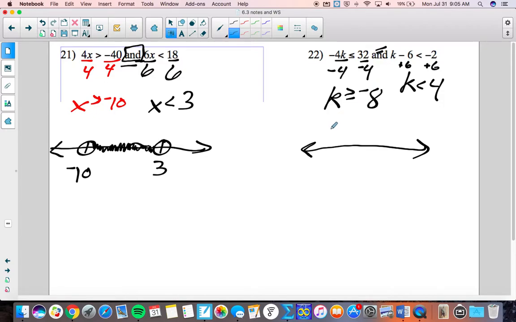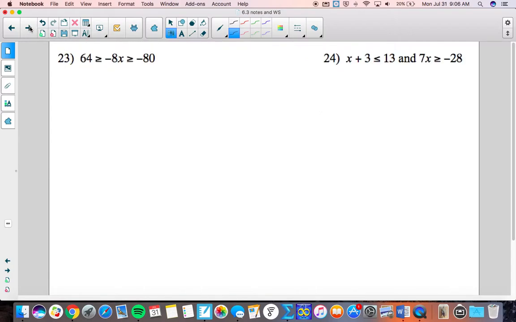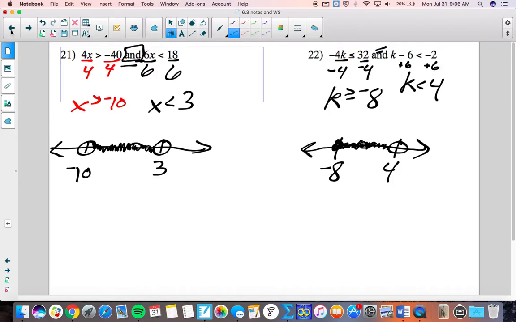Let's make sure my math shows that. So -8 goes on the left because that's smaller than 4. The bigger number goes on the right. K is greater than or equal to -8, so closed dot at -8. Numbers that are greater than -8 are to the right. K is less than 4, so open dot at 4. Numbers that are less than 4 go to the left. And then we stop when we get to the other dot because we can't violate the other rule that the numbers need to be greater than -8. Boom.